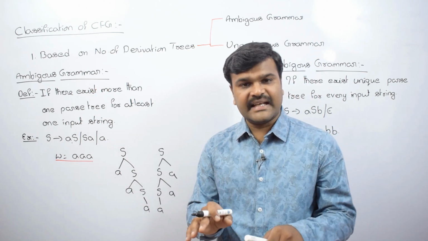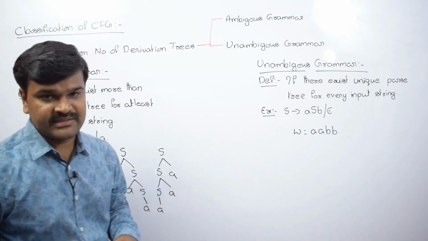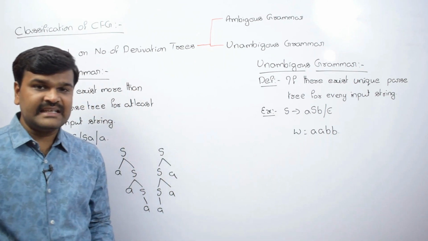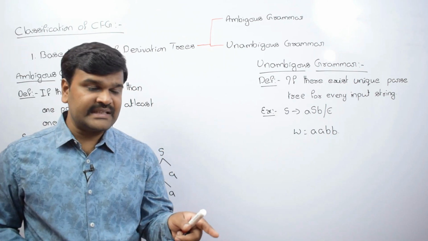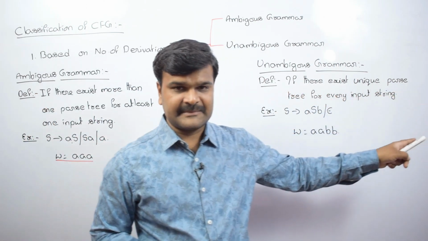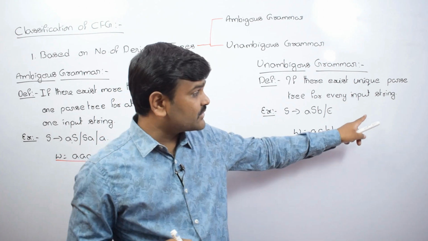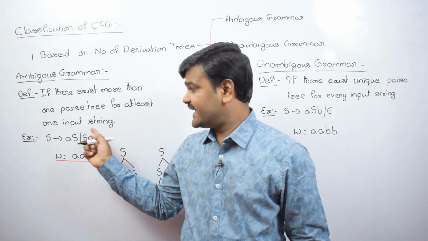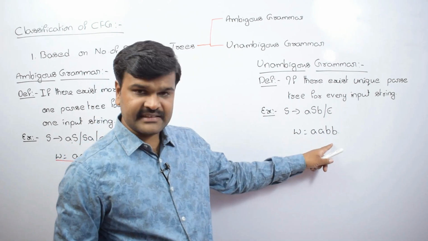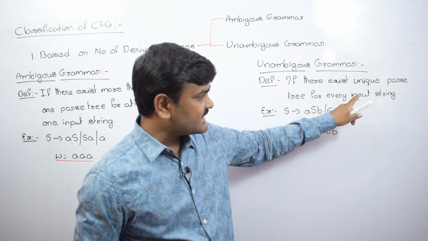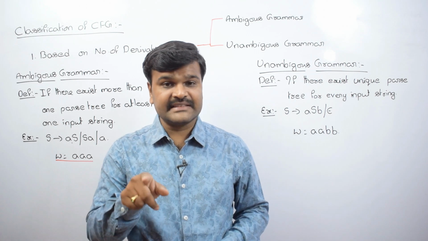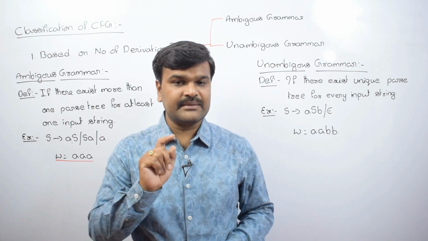To get more clarity, let us see unambiguous grammars also. What is the meaning of an unambiguous grammar? A given grammar G is said to be unambiguous if there exists a unique parse tree for every input string, as opposed to at least one. For every string, there must be a unique parse tree; it should not have more than one parse tree, that means a differently structured tree should not exist.